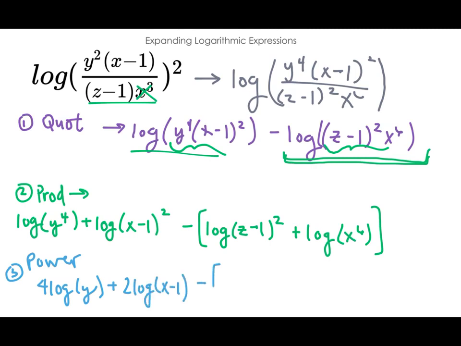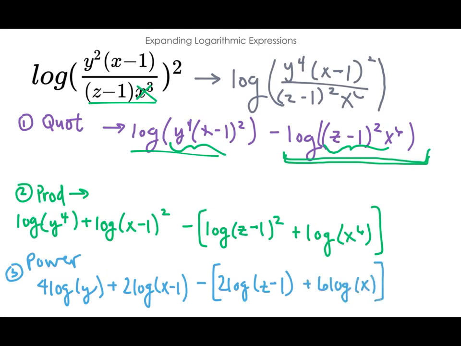Now you can either, if you want, you can distribute the negative sign in, so you can just have it be minus minus. That would work too. I personally prefer the brackets there, but both are mathematically the same, so both would be correct. So here we'll have log of, oops, I forgot the 2. 2 log of z minus 1 plus 6 log of x.